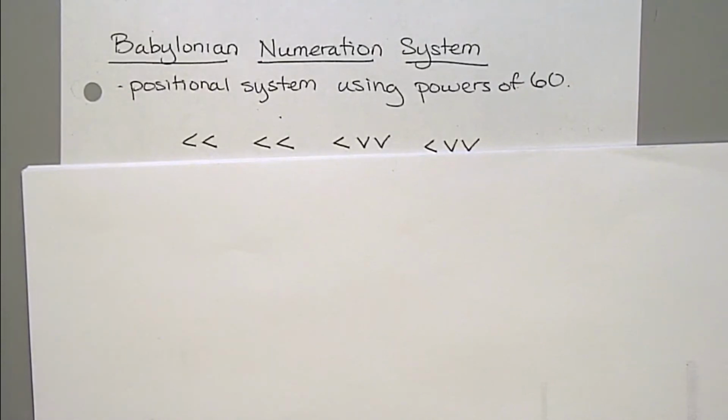How many different symbols do you guys see? Distinct symbols. Okay, Patricia, you see 2. Okay, good, you see 2. There are 2 different symbols that are used in the Babylonian numeration system. These are like their digits. Where we have 10 digits, Babylonians only use 2.